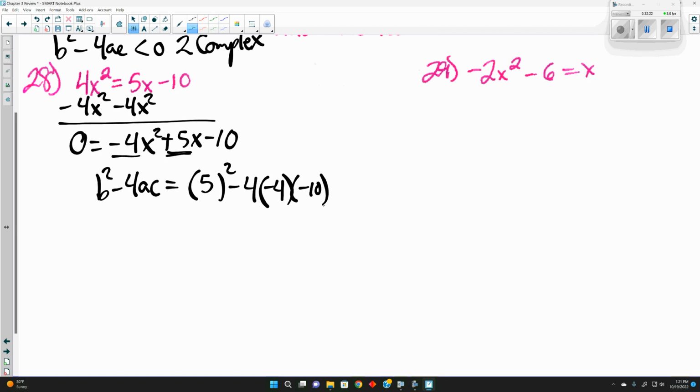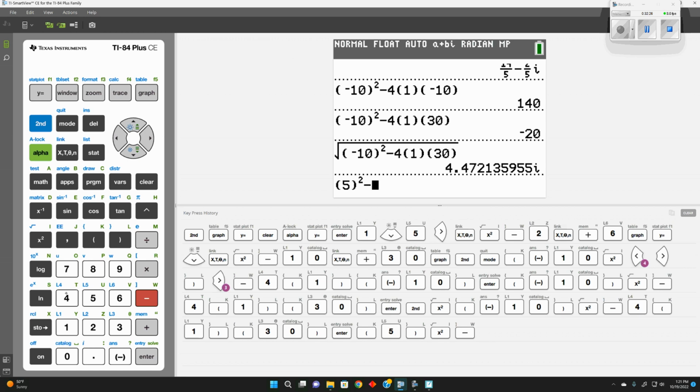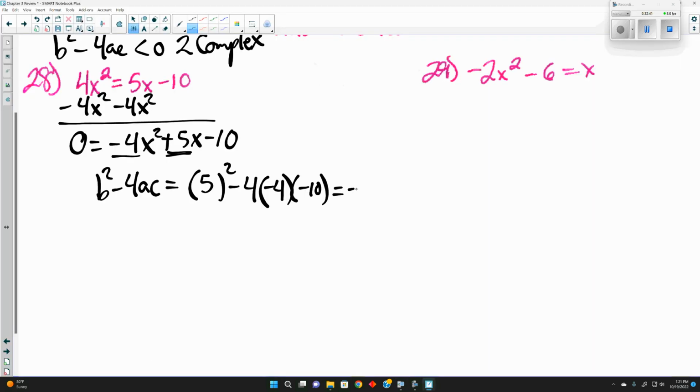Plug it into a calculator. 5 squared minus 4 times negative 4 times negative 10. Hit enter and we get negative 135. So we just type it in. There's the value of the discriminant. That's one third of the answer. Is it greater than 0, less than 0, or equal to 0?